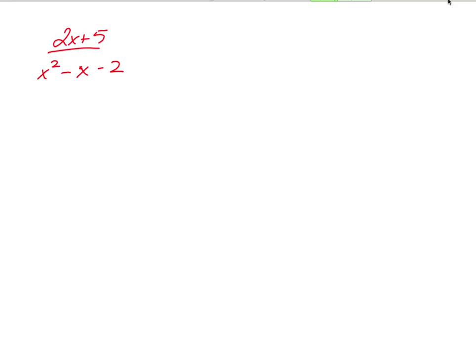Alright, so I have the fraction (2x + 5) over (x² - x - 2). So what I want to do is break this up into fractions. I want to decompose it. So, step number 1 is factor your denominator. So what does x² - x - 2 factor into? (x - 2)(x + 1).